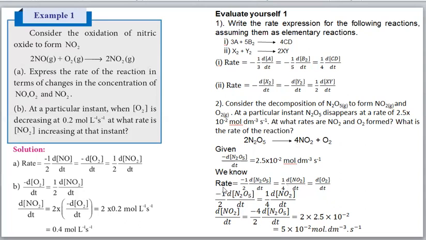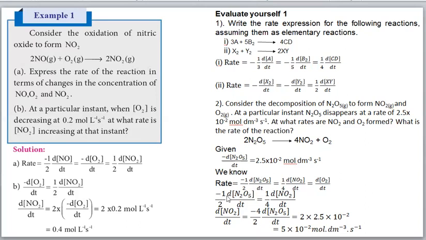So now first we want to find out the rate of appearance of NO2 and O2. These two are the questions we have to find out. Then the rate of the reaction is also asked. So we can take this part.